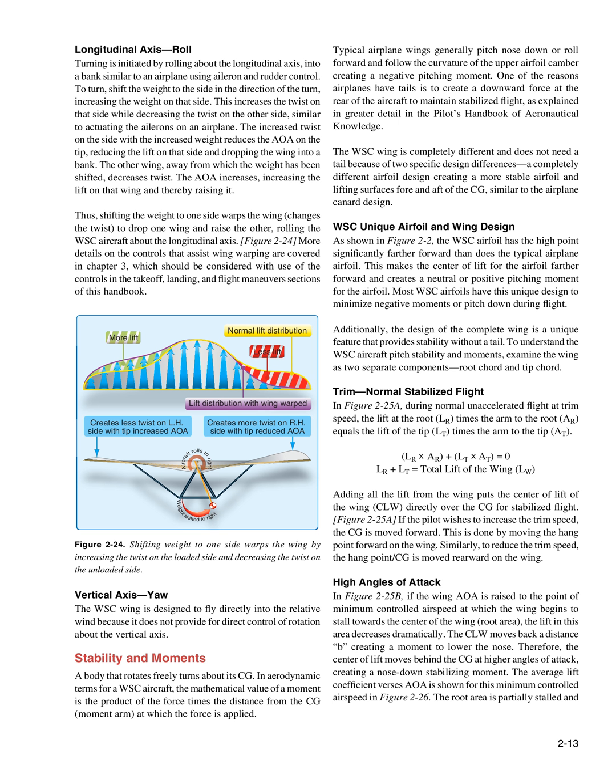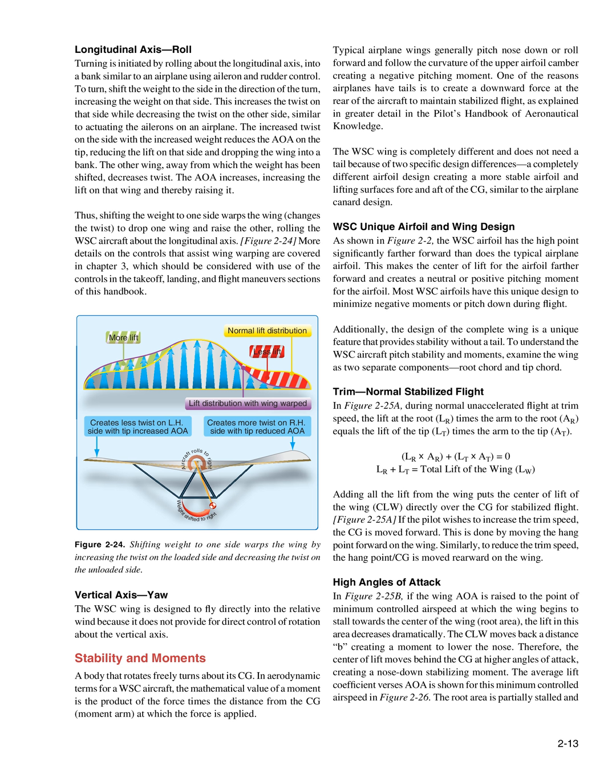Longitudinal axis, roll. Turning is initiated by rolling about the longitudinal axis into a bank, similar to an airplane using aileron and rudder control. To turn, shift the weight to the side in the direction of the turn, increasing the weight on that side. This increases the twist on that side while decreasing the twist on the other side, similar to actuating the ailerons on an airplane. The increased twist on the side with the increased weight reduces the AOA on the tip, reducing the lift on that side and dropping the wing into a bank.